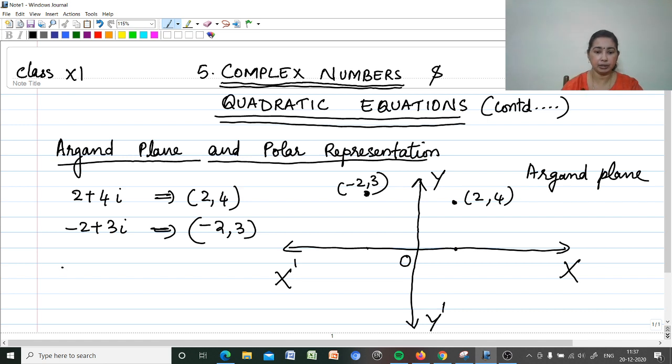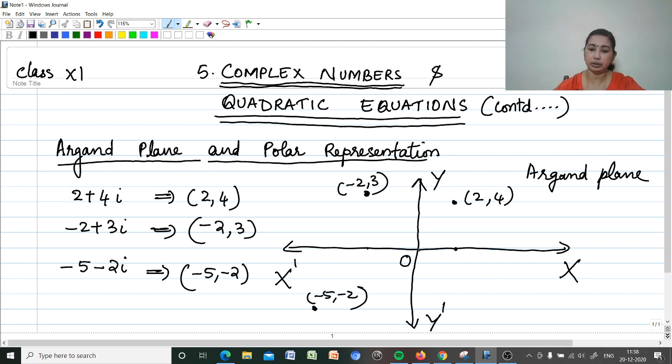In the same way, take minus 5 minus 2i, another complex number. In ordered pair form, we can write it as minus 5 comma minus 2, and that point will be in the third quadrant. So we can represent complex numbers as ordered pairs, and these ordered pairs can be represented in the complex plane or Argand plane.